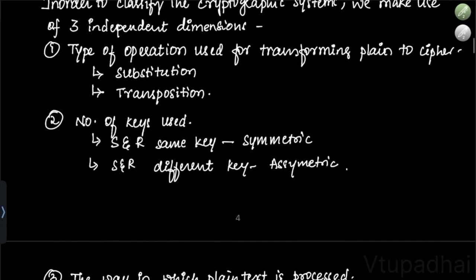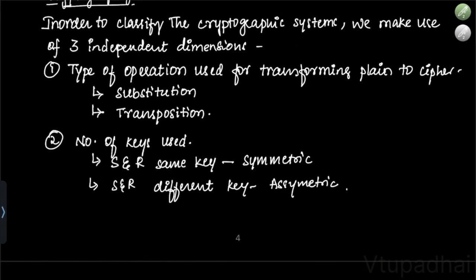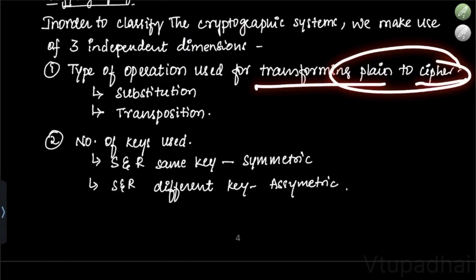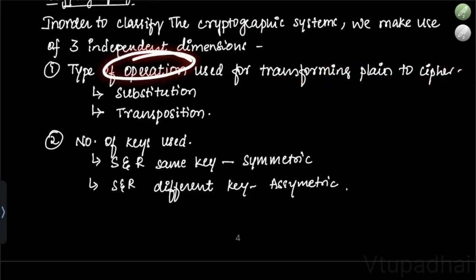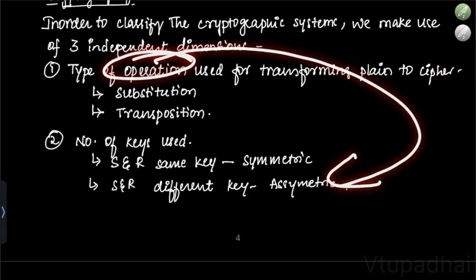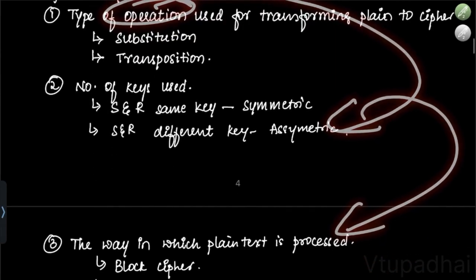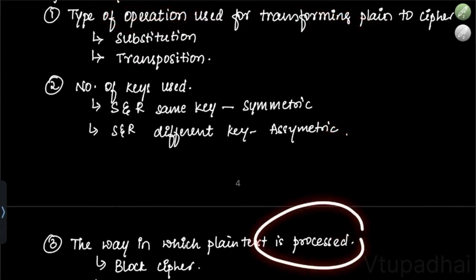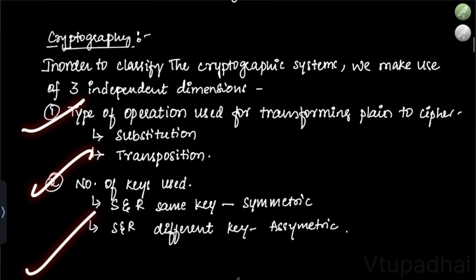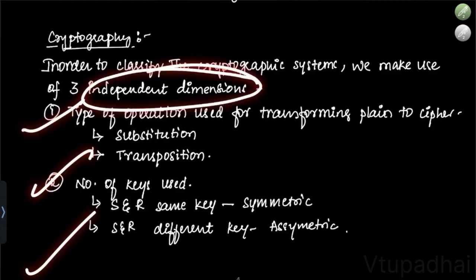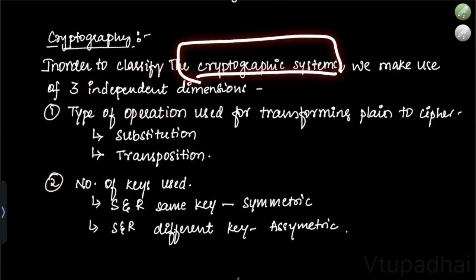So we have seen how cryptographic systems can be broadly classified, and all these three are independent dimensions. The transformation of plain text to cipher by the operation may not depend on the keys, and it may not depend on the way in which it is processed. So these three factors are independent dimensions which contribute to the cryptographic system.